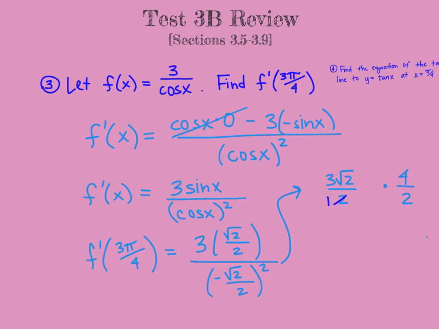So here we can simplify, and then essentially we're multiplying by 2 over 2. So we're really just multiplying by 1. So our final answer ends up being 3 root 2. If you multiplied through by the 2, you'd have 6 root 2 over 2, which simplifies to 3 root 2.